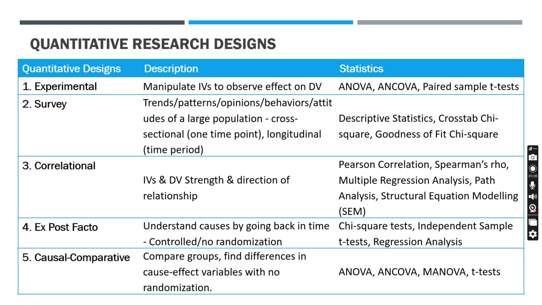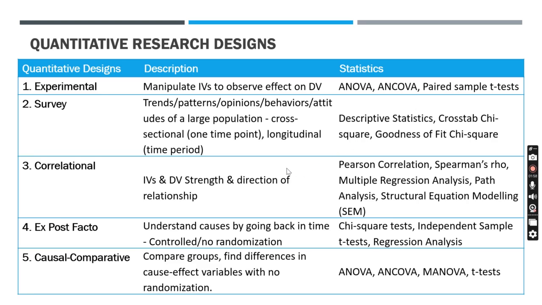So we start manipulating the value of the independent variable multiple times, and each time we observe the effect on the dependent variable. So experimental design is about doing experiments, manipulating the independent variable, and observing the effect on the dependent variable. It has multiple statistics called ANOVA, ANCOVA, and paired sample test, where we compare the values of the different experiments we did.